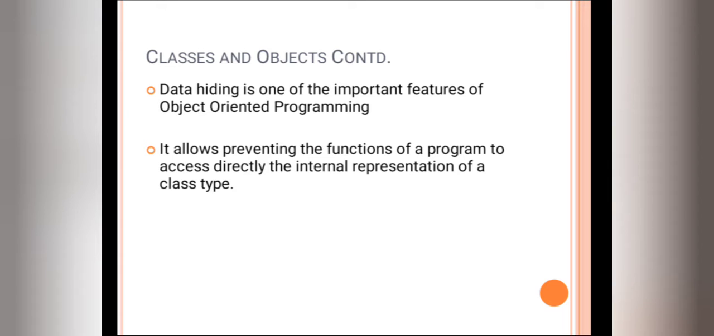So data hiding in the classes and objects. Data hiding is one of the important features of object oriented programming. What it means is the classes hide the information, which is similar kind of information, and that is an important concept in object oriented programming. It allows preventing the functions of a program from accessing directly the internal representation of a class type. Means it provides security to the functions that are written inside the classes. So data hiding is the most important topic to consider in object oriented programming.